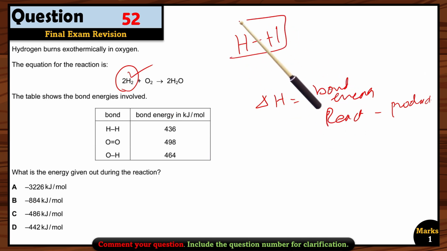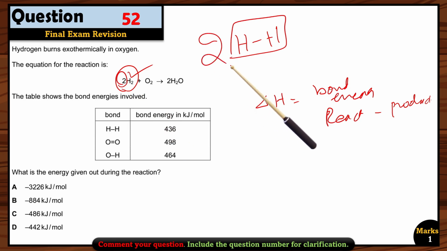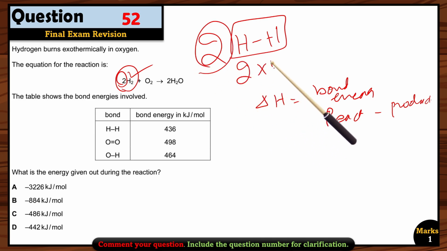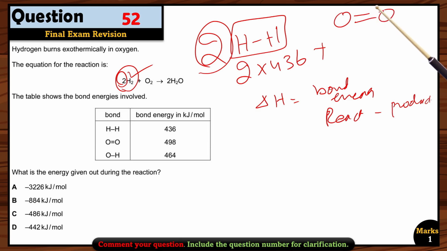So how many hydrogen bonds do you have here? Only one H-H bond. But if you see the coefficient, it is written 2. So now you have 2 H-H bonds. Usually students forget to add the coefficient, so this coefficient must be here. So you have 2 into 436 is H-H. And then how many oxygen bonds do you have? You have to draw the structure. So only 1 bond of oxygen. Don't get confused that you have 2 oxygen atoms, so now you have 2 bonds.